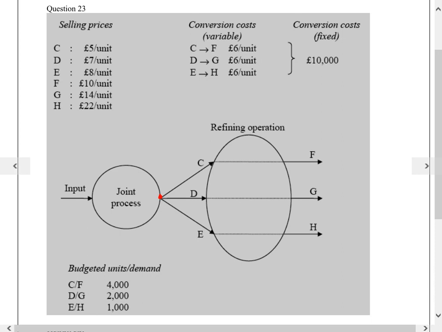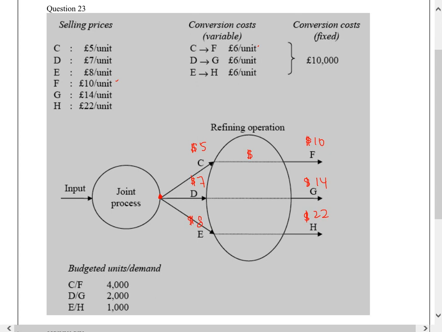Your selling price, C will be 5. Means if you sell now, it will be $5 selling price. D will be 7. E is 8. If you sell now. If you further process, the selling price for F will be 10, 14, and 22. So your selling price will be higher. But of course, you have to incur some further completion cost or further processing cost. How much you need to incur before you can sell that much?